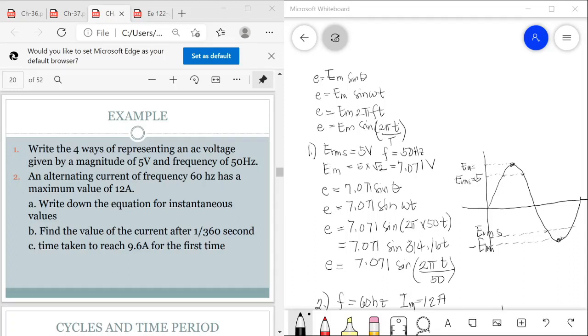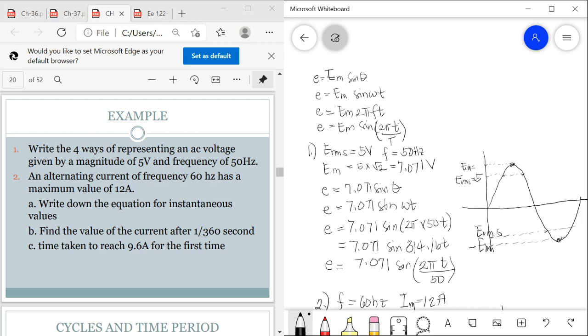Example number 1: write the 4 ways of representing an alternating current voltage, or AC voltage, given by a magnitude of 5 volts and a frequency of 50 hertz. So the 5 volts here is the RMS value, or the effective value, since it is not stated that 5 volts is the maximum. So that is your E RMS.